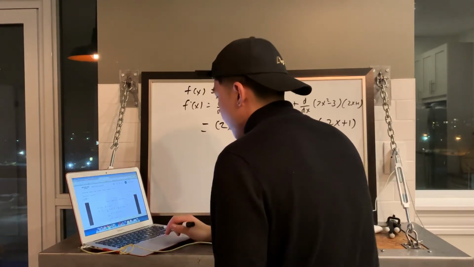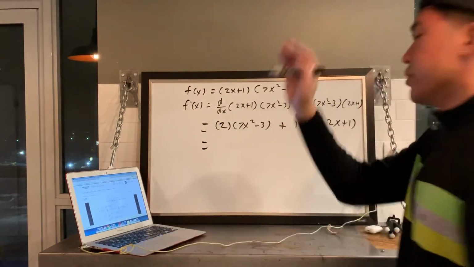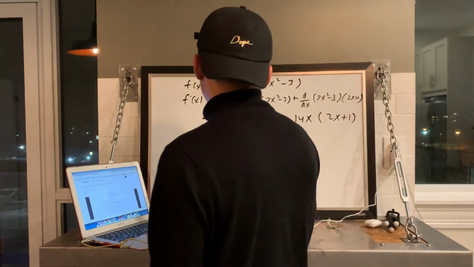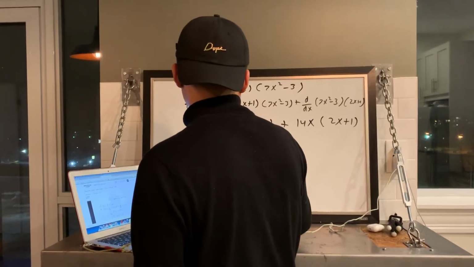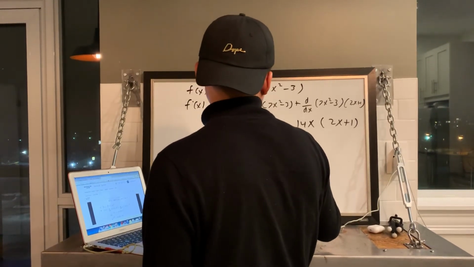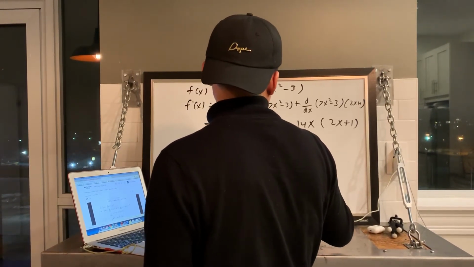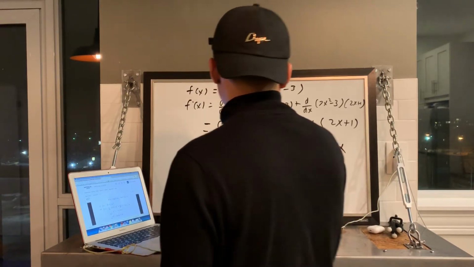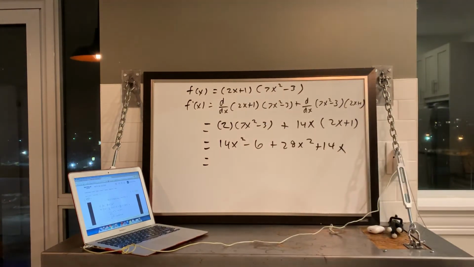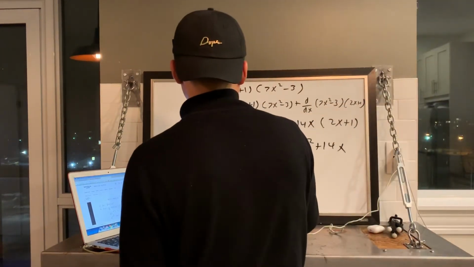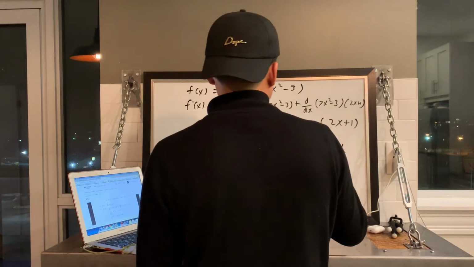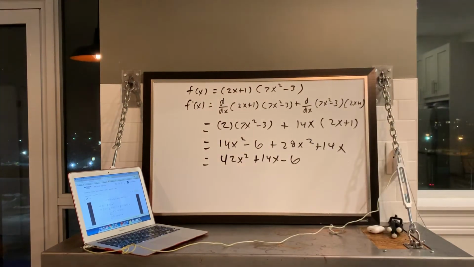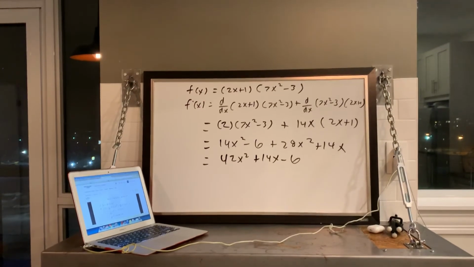So then what happens is that you can go ahead and FOIL all this junk. Good old fancy math. So 14x squared minus 6 plus 28x squared, something like that, plus 14x. So you end up getting 28x squared plus 14x squared is 42x squared. And then you have plus 14x minus 6. Done. That's the derivative for you guys.